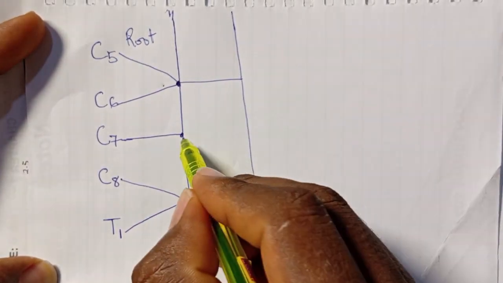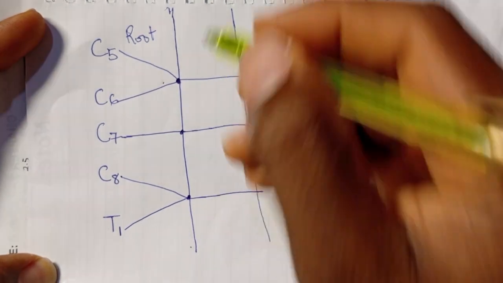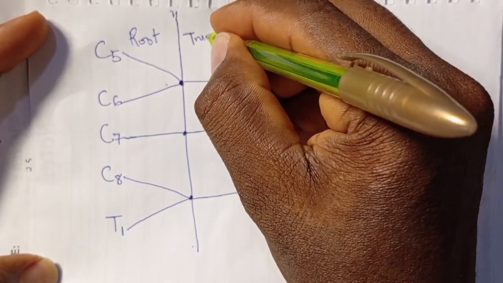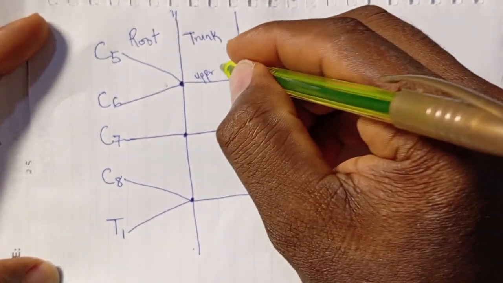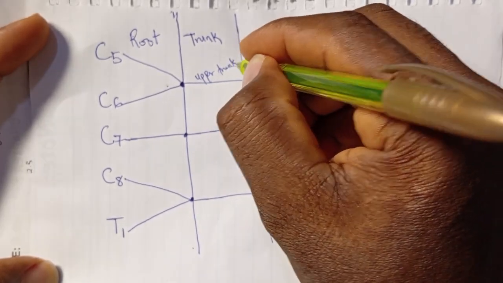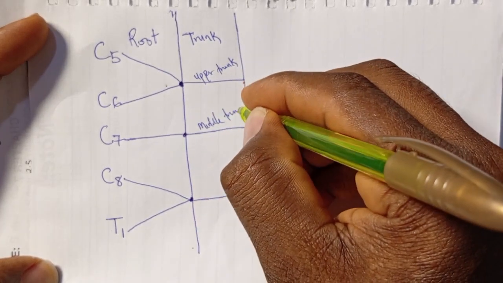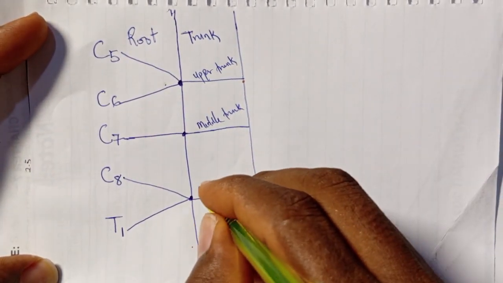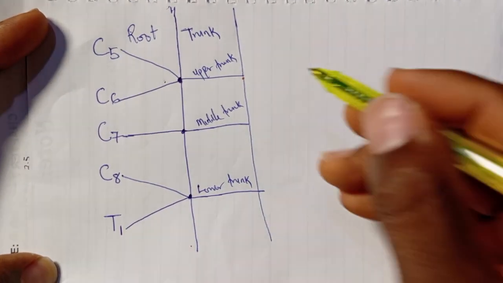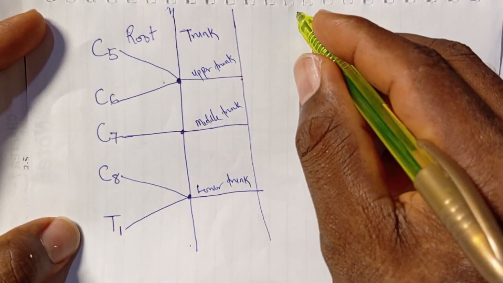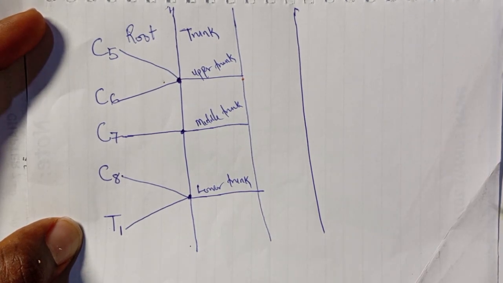C5 and C6, the upper roots, will join together to form a trunk. Now look at the trunk. C5 and C6 will form the upper trunk. Then C7 will form the middle trunk, which you are seeing on the screen. Then the lower roots C8 and T1 will form the lower trunk. Be patient while we explain it so you can understand all of this video.